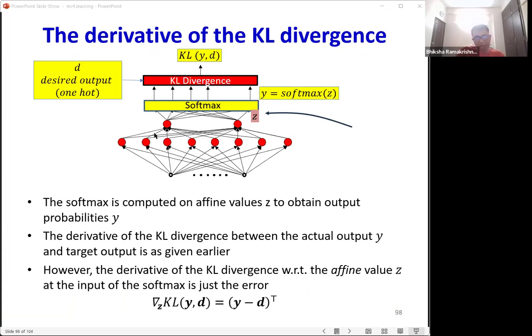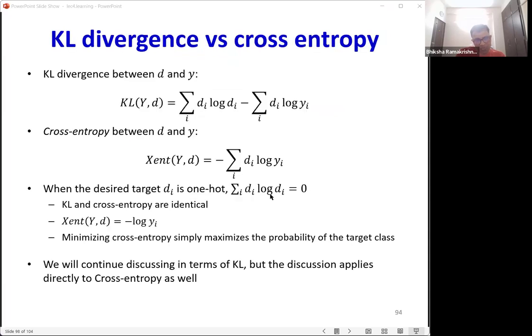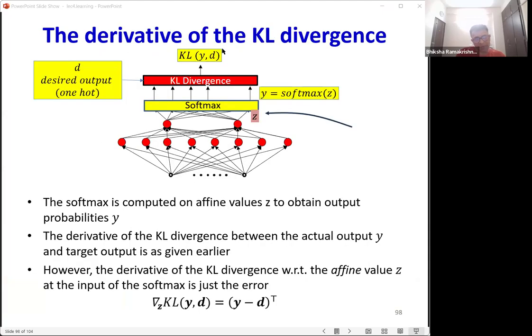So, one final term. When we actually perform training, when we compute the neural network, we first compute these affine terms z. Then you put them through a softmax to get y's, and then you compute the divergence with respect to the y's. This term here is the derivative of the divergence with respect to the y's. But if you take it all the way back to the z's, it turns out that the derivative of the KL divergence with respect to z is simply going to be y minus d. You can prove this, I can show it on Piazza, it's very trivial.